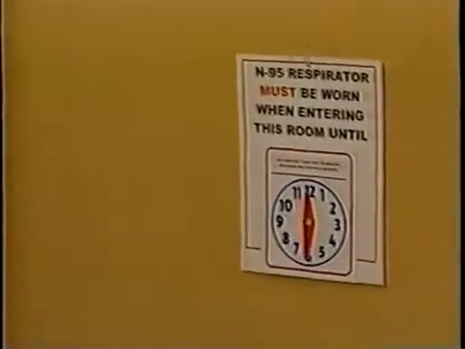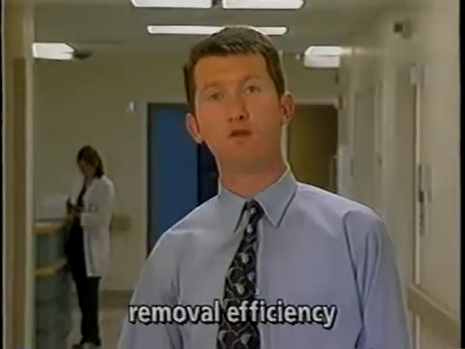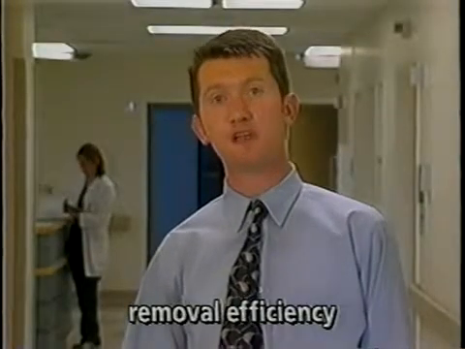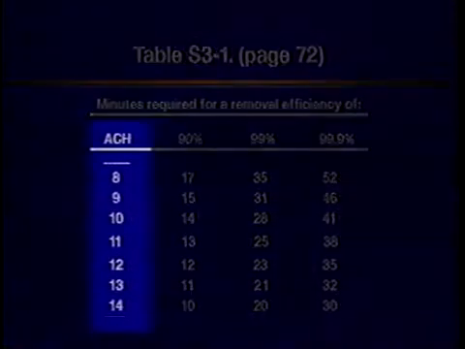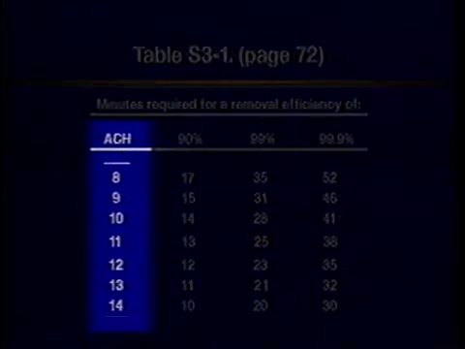The percentage of particles removed is called the removal efficiency. The CDC recommends that you allow enough time to remove at least 99% of airborne particles. For a given removal efficiency, the clearance time required depends on the air change rate and also how well supply air mixes with room air. The CDC guidelines include a table on page 72 to help estimate the required clearance time based on the air change rate of your room or booth.